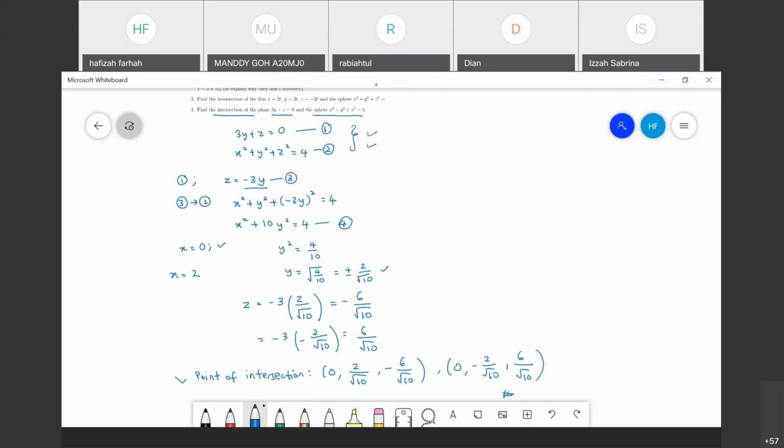Okay, Khalid, can I use circle bracket for point and vector? For point, you must use this bracket, but for vector, you must use this square bracket. This is for vector, and this is for point. That's why for point, I use this bracket. Alright, so any other questions?